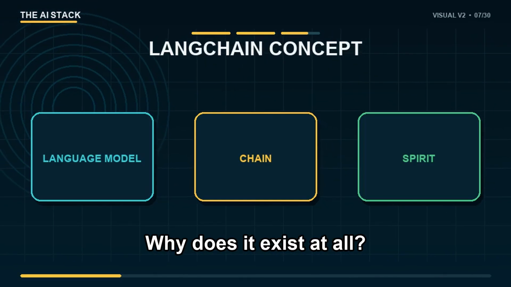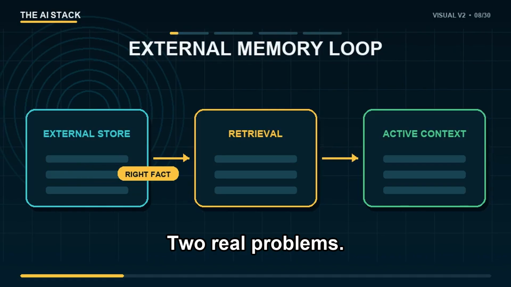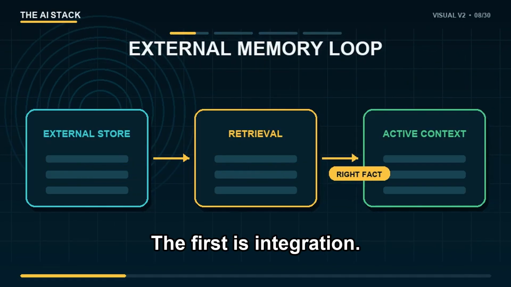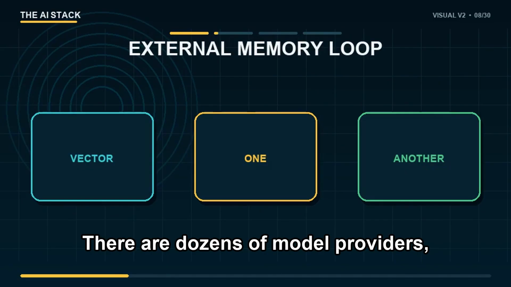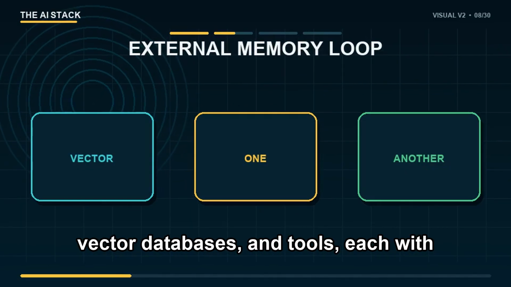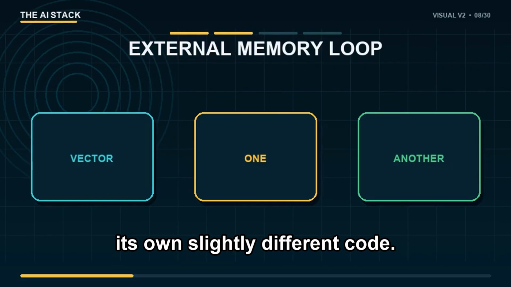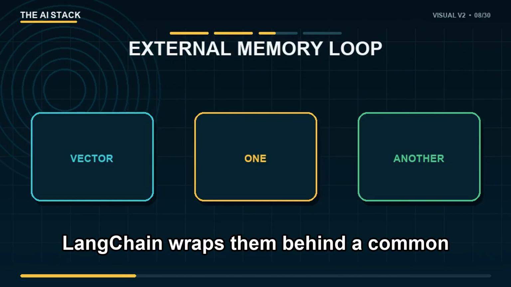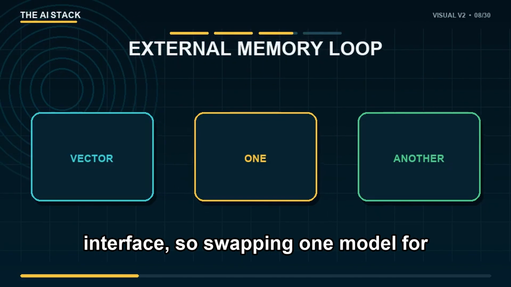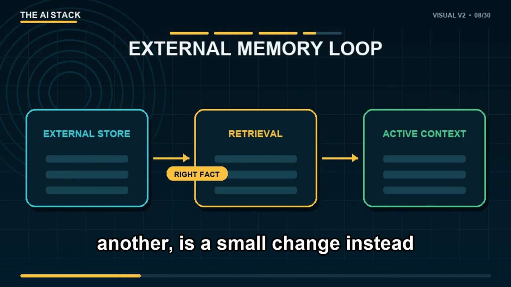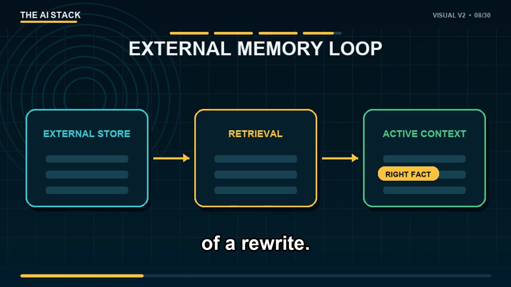Why does it exist at all? Two real problems. The first is integration. There are dozens of model providers, vector databases, and tools, each with its own slightly different code. LangChain wraps them behind a common interface, so swapping one model for another or one vector store for another is a small change instead of a rewrite.